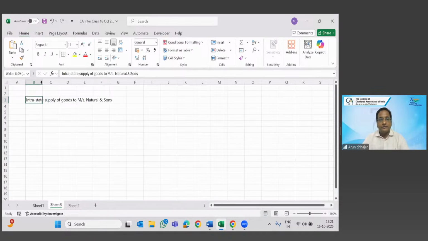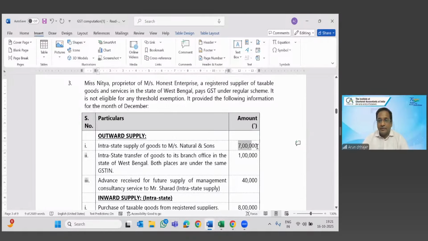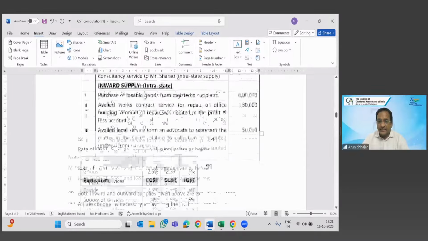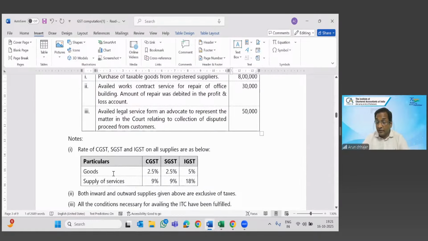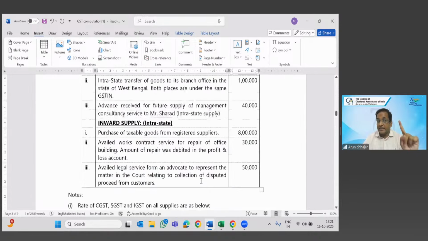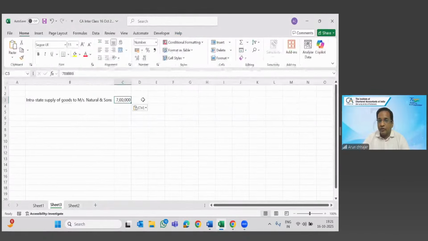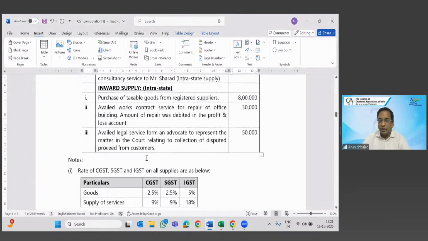Intrastate supply, rupees 7 lakh. What is the tax rate? The tax rate on goods is 5% and the tax rate on services is 18%. Now tell me, for intrastate supply of goods, will it be 5 or 18?